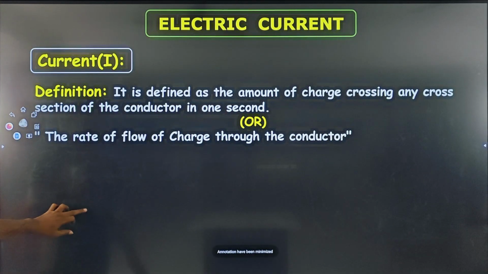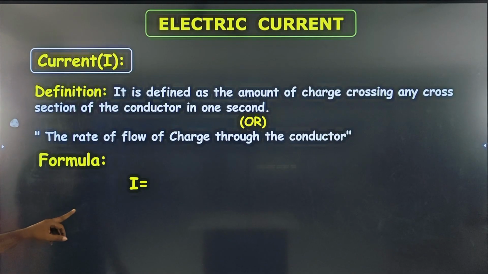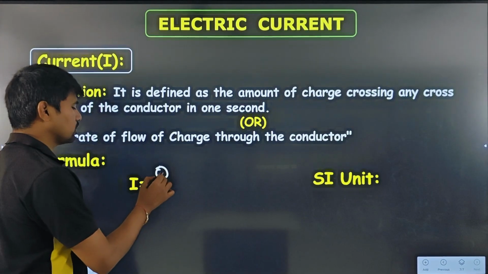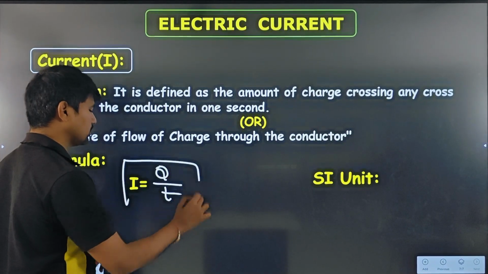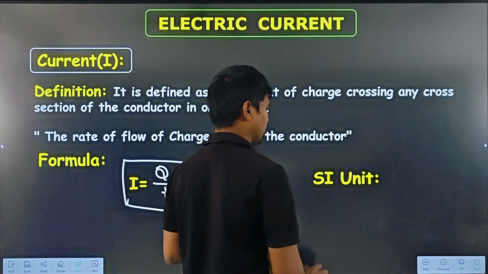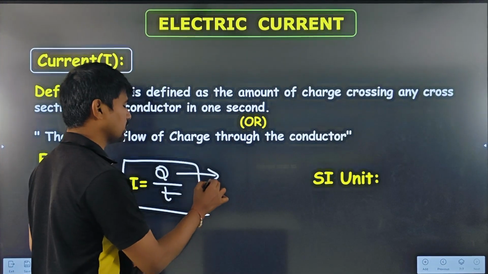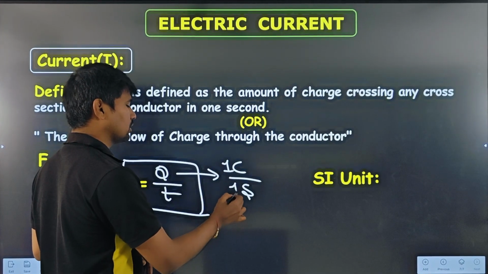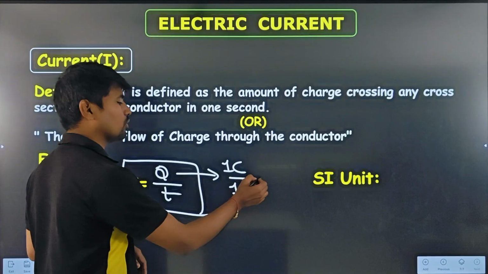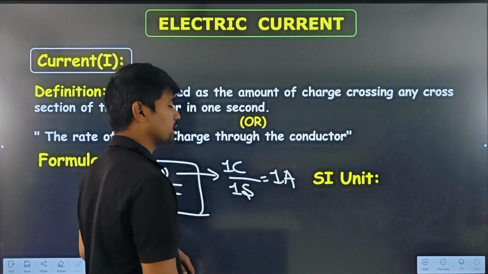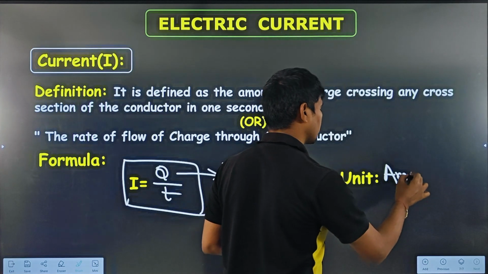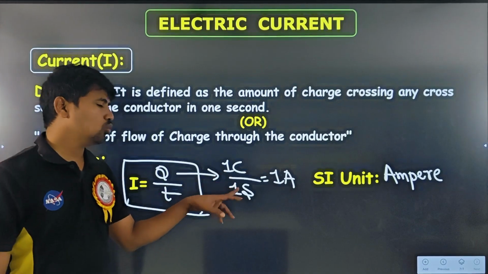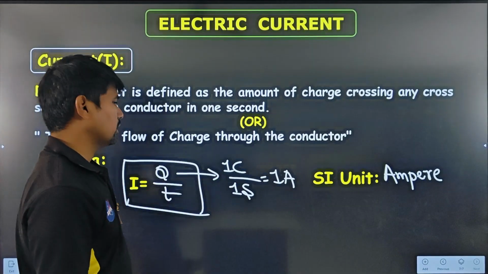I hope you understood. I is equal to Q by T is the formula, and what is the SI unit of current? The SI unit of charge is coulomb, and the SI unit of time is second. So coulomb by second: 1 coulomb by 1 second is nothing but 1 ampere. So the SI unit is ampere. Coulomb per second is also a unit of current.